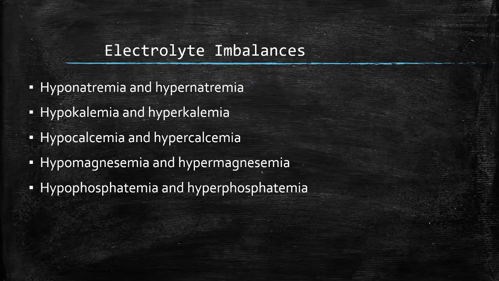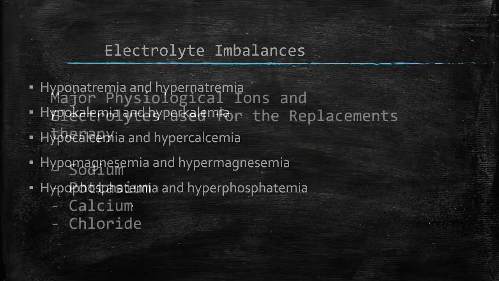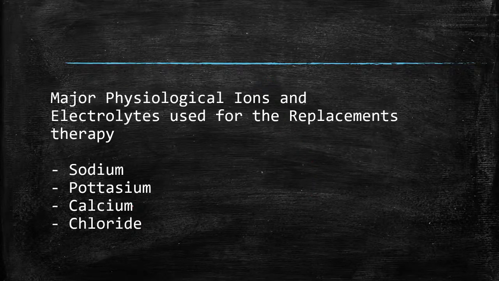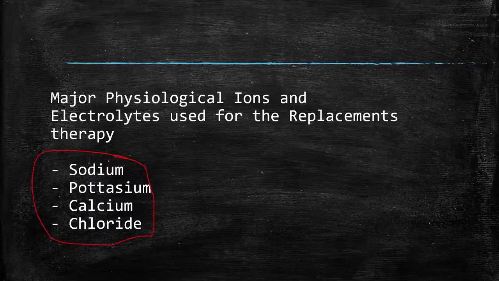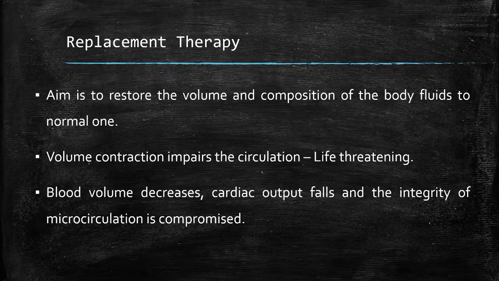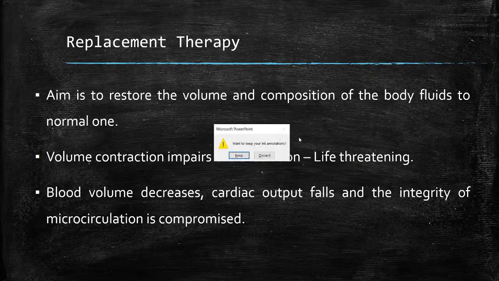So hypernatremia and hyponatremia, these are the electrolyte imbalances we observe usually. Hyponatremia and hypernatremia, hypokalemia and hyperkalemia, hypocalcemia and hypercalcemia, hypomagnesemia and hypermagnesemia, and hypophosphatemia and hyperphosphatemia. In your next class, we will discuss the electrolyte replacement or replenishment therapy. If you have any doubts in today's class or previous class, you can ask.